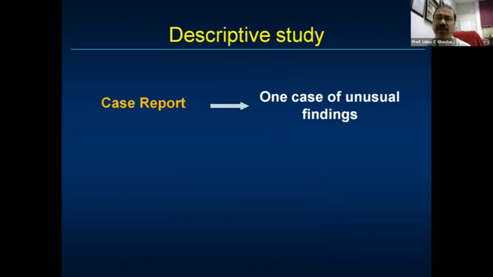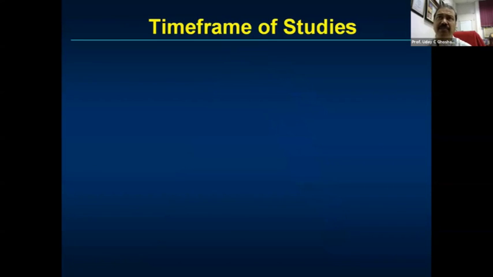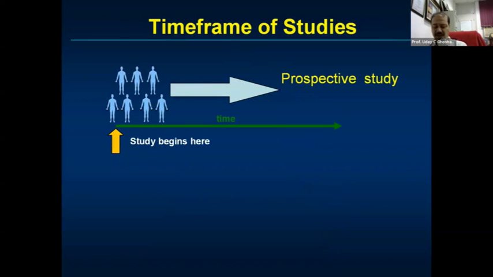Let us come to the descriptive study. This I have already said. So what is the timeline of studies? The timeline of studies can be prospective study or retrospective study. And I tell you, in our journal or many other journals, we get a lot of submissions in which authors claim that this study is prospective.